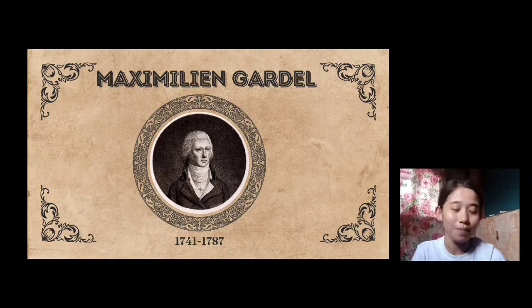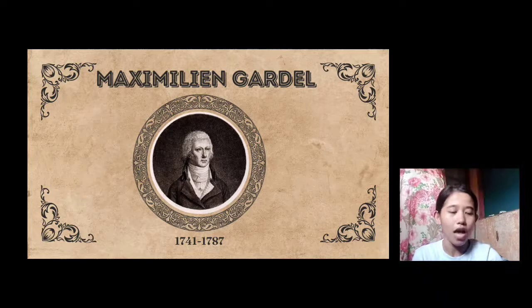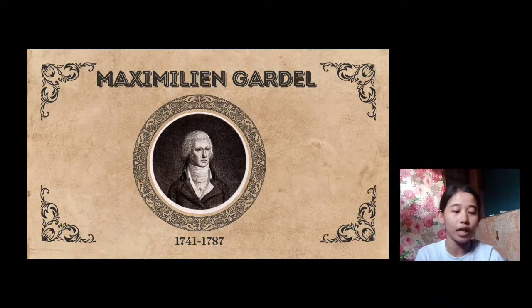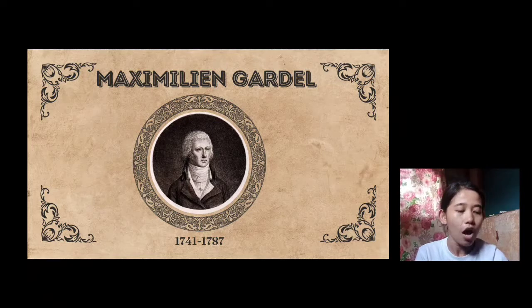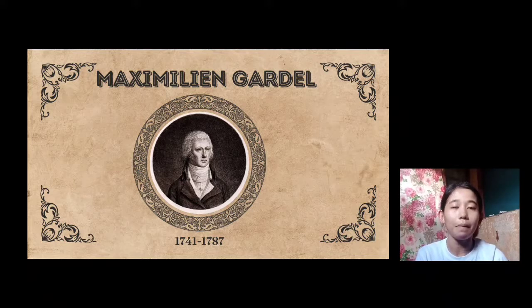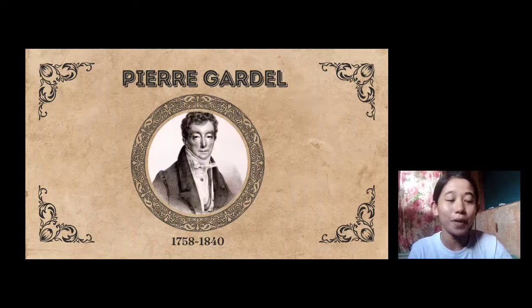So next is Maximilian Gardel. Gardel made his debut at the Paris Opera. So, sang 1773, he danced without wearing the customary mask in a production of Castor and Pollux. He did this to avoid being mistaken for his rival Gaetan Vestris, who had been announced to dance the role. Gardel, who was considered one of the pioneers of ballet pantomime, became a ballet master at the opera in 1781. So next is Pierre Gardel.